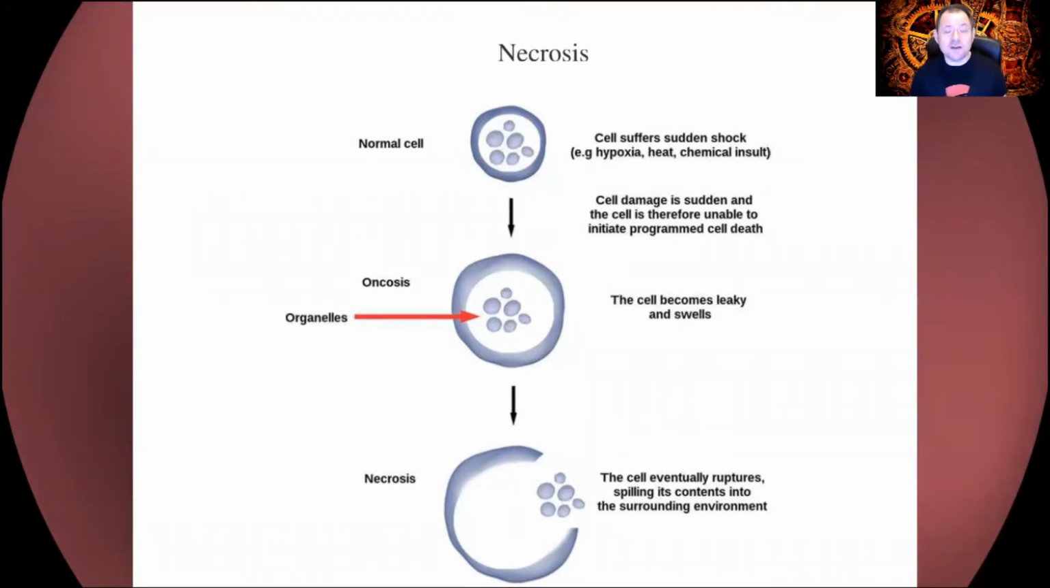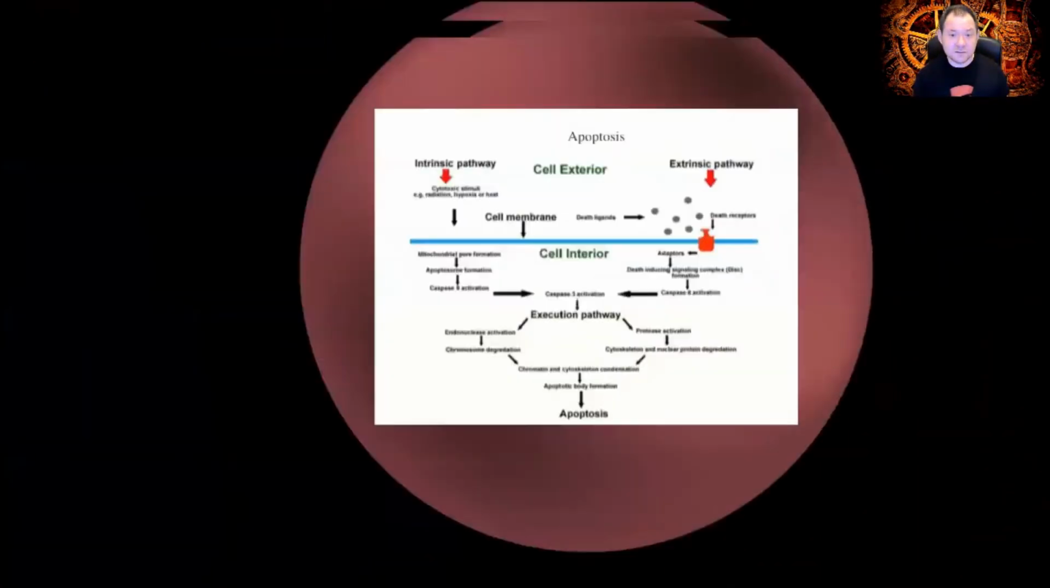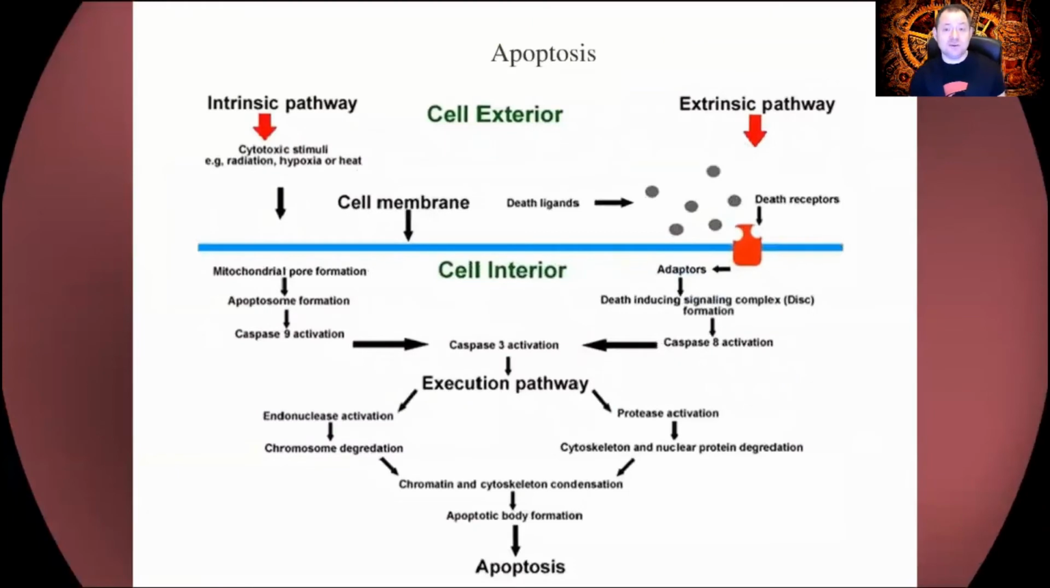Now, this is not a good way for a cell to die because when it spills its contents onto surrounding cells, some of those contents are various digestive enzymes that are contained in the cell, and they act on neighboring cells, damaging them too. So in necrosis, it's not just the cell itself that's damaged, neighboring cells are damaged too. In apoptosis, however, which by the way is divided into two pathways, we have a controlled form of cell death.